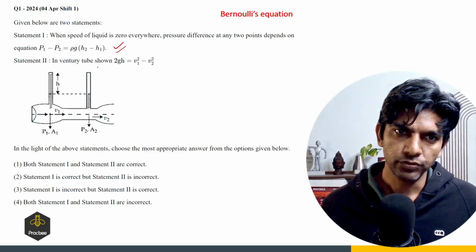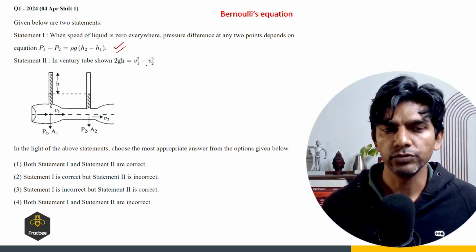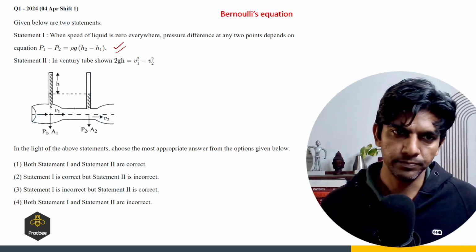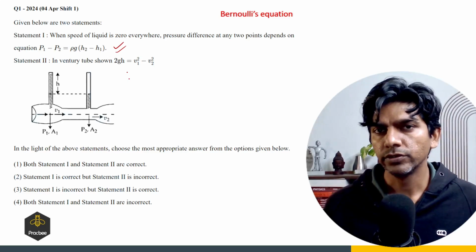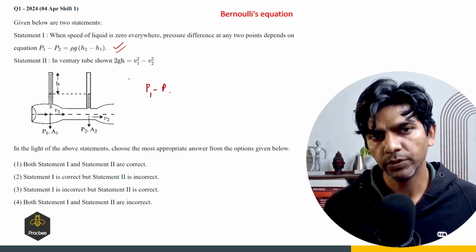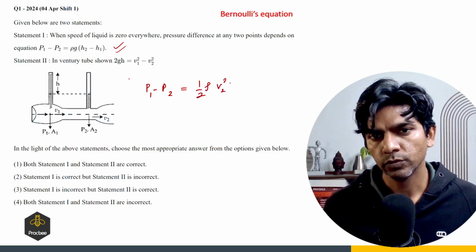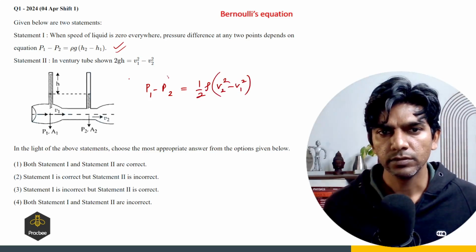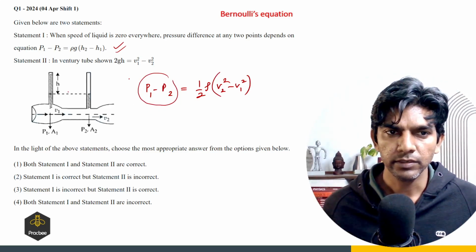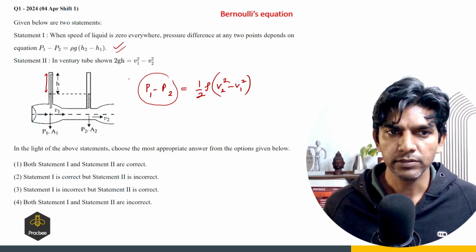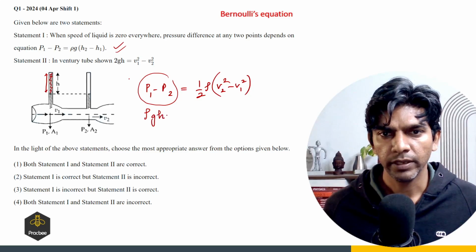Statement 2: in a Venturi tube shown, 2gh equals v1 square minus v2 square. So basically in a Venturi tube, which is a horizontal tube, we can say P1 minus P2 will be equal to half rho (v2 square minus v1 square). Now this P1 minus P2 is nothing but the pressure difference, so this will be rho gh.